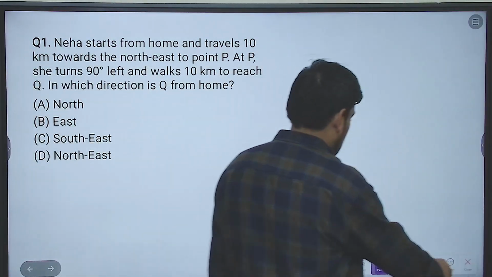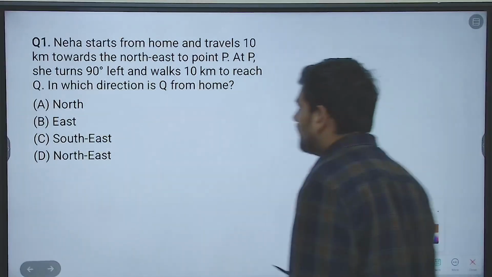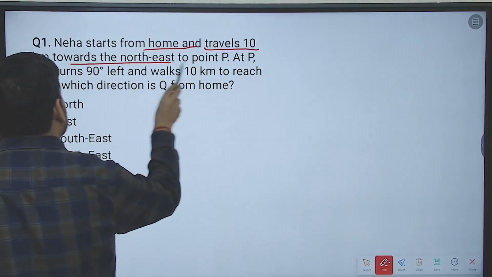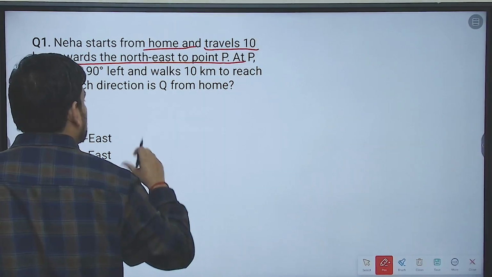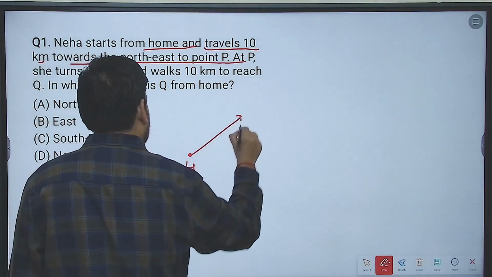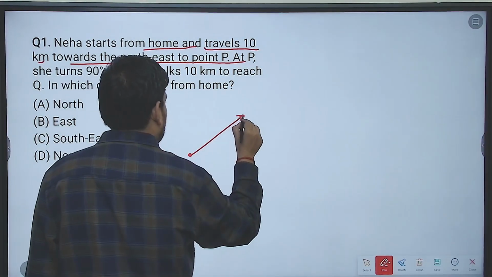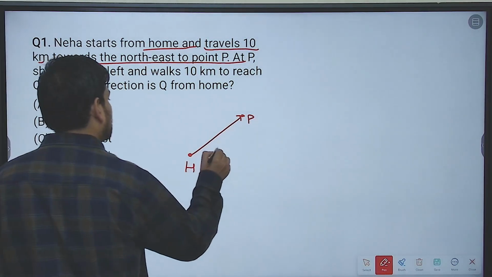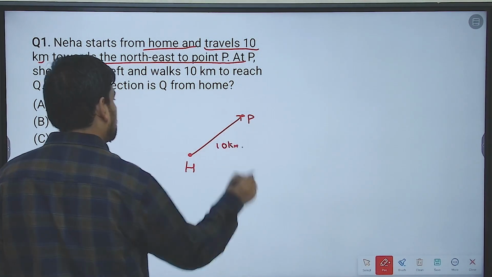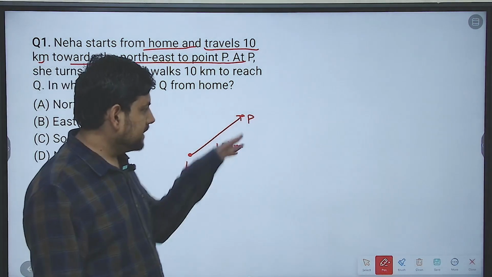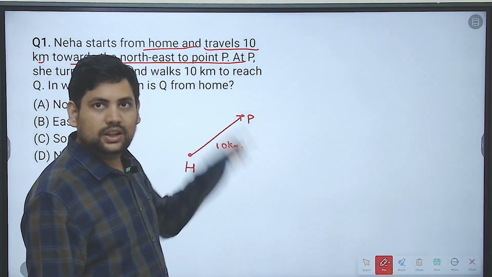So what it says: Neha starts from home and travels 10 kilometers towards the northeast to a point P. So this is her home. From here she goes northeast to a point P. Correct? Neha starts from home and travels 10 kilometers. So this is 10 kilometers to a point P. At P, she turns 90-degree left.